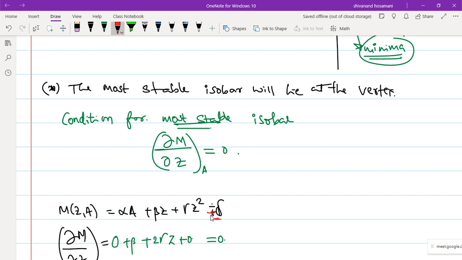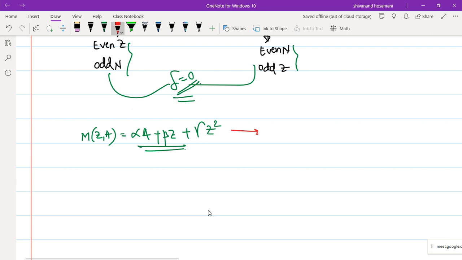Okay. So when plus comes, the parabola shifts above, and when minus comes, the parabola shifts below. Therefore in this term delta is equal to 0. So there is no point of dealing with delta here. Therefore we get only one parabola.